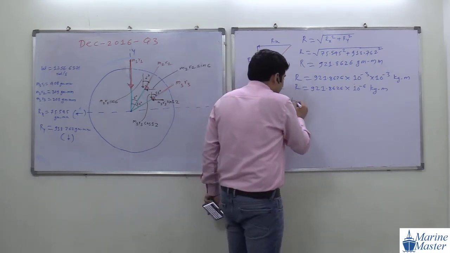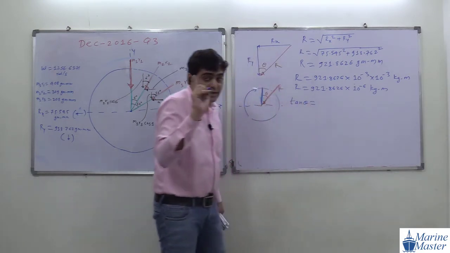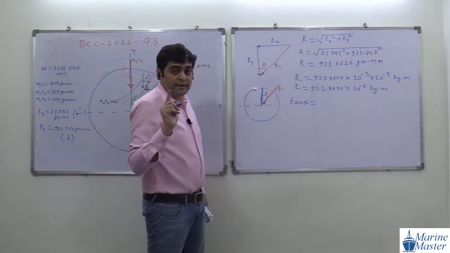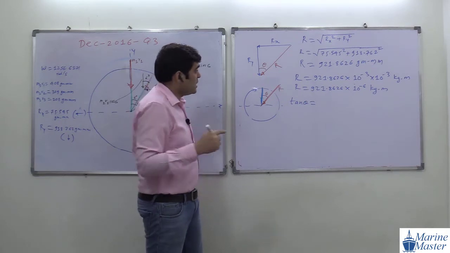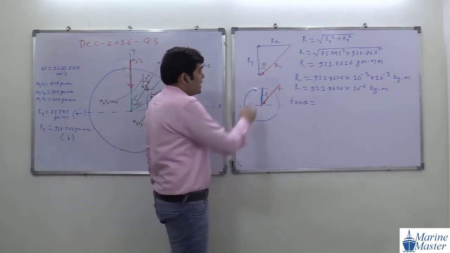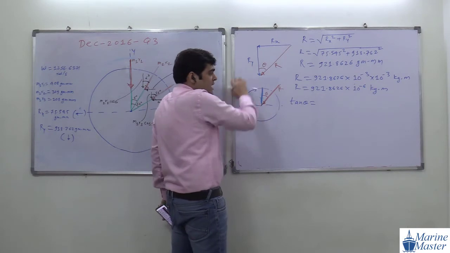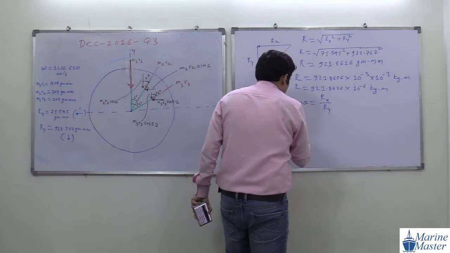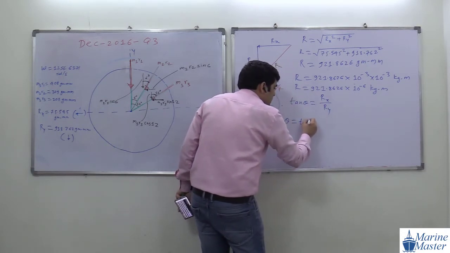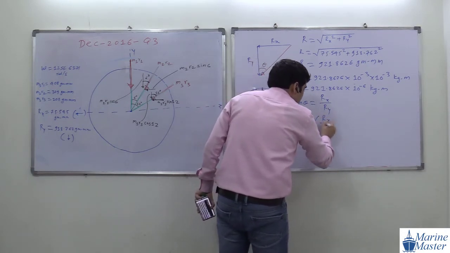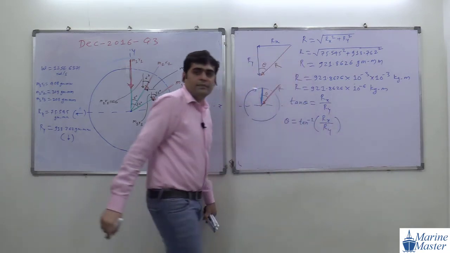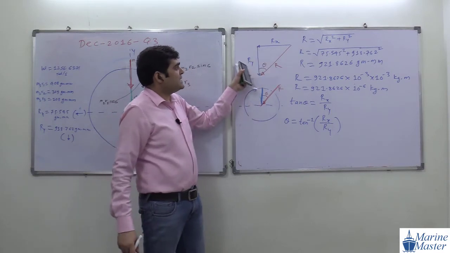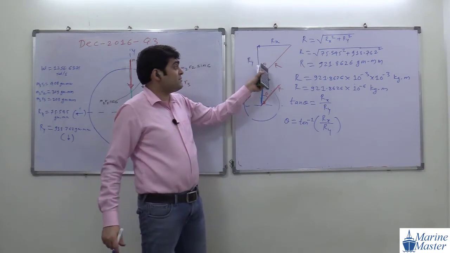Then what about tan theta here? Tan theta means opposite by adjacent. What is opposite to theta here? Rx. Adjacent is what? Ry. So Rx by Ry. So theta is equal to tan inverse of Rx by Ry. Okay, any doubt in this discussion? Opposite by adjacent.